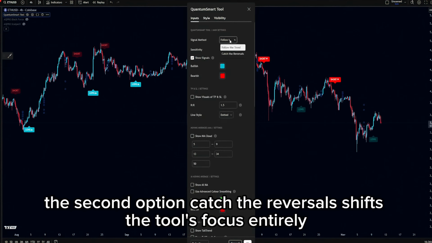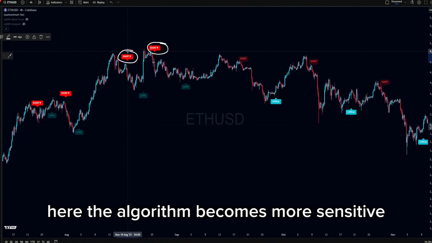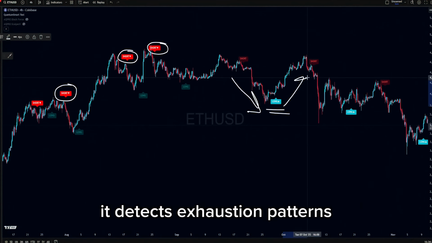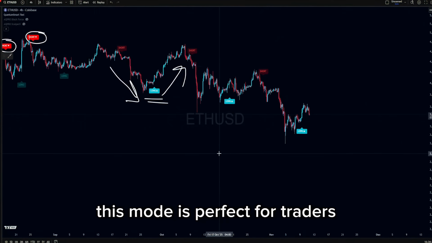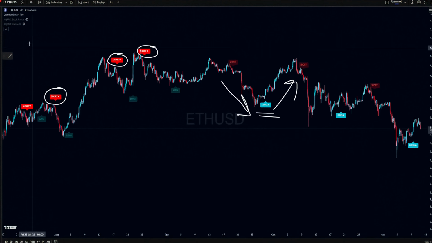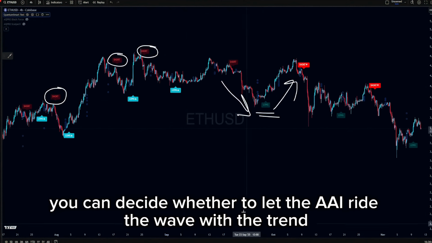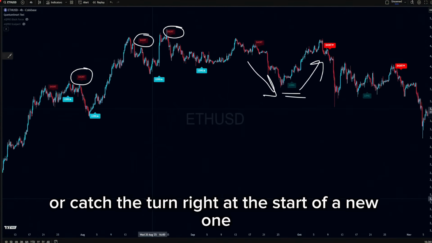The second option, Catch the Reversals, shifts the tool's focus entirely. Here, the algorithm becomes more sensitive, scanning the market for early signs of potential trend changes. It detects exhaustion patterns, volume imbalances, and price behavior that often appear before a reversal. This mode is perfect for traders who like to catch turning points early and enter at the very beginning of a new trend. So, depending on your strategy and risk tolerance, you can decide whether to let the AI ride the wave with the trend, or catch the turn right at the start of a new one.